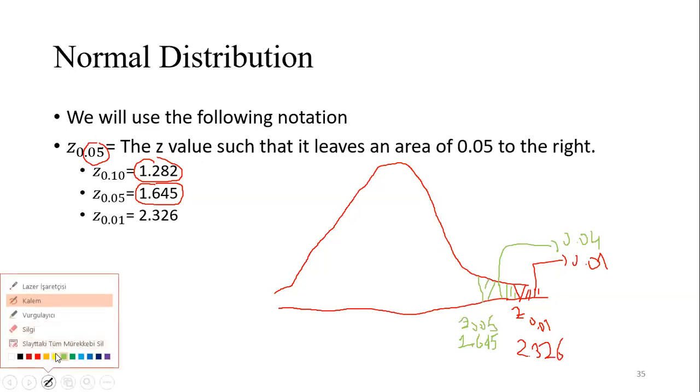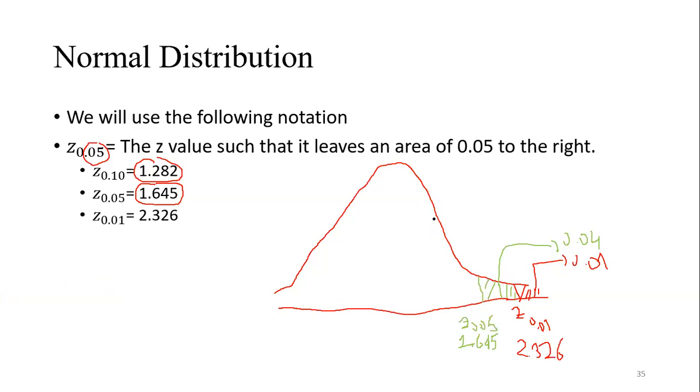And let me just pick this blue one. Let's say this is z sub 0.1, which is equal to 1.28, and the area to the right of this, up to the green shaded area, is equal to what? The area to the right of z sub 0.1.